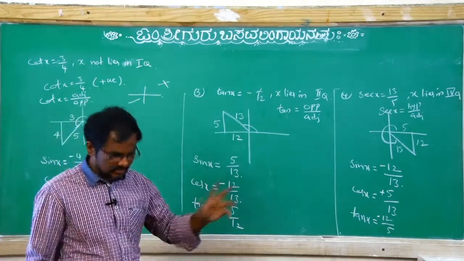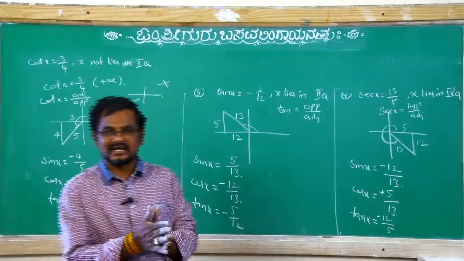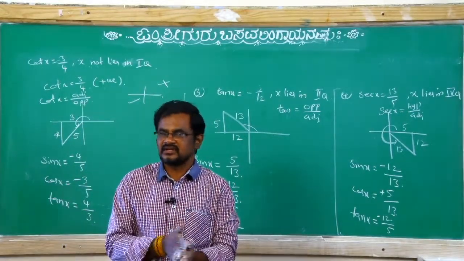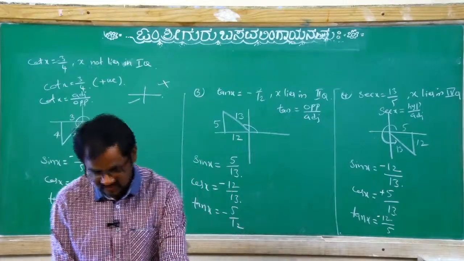So these are one more type of problems based on what? Allied angles only. So where it is negative, positive, you have to identify then. Okay? Tomorrow in the next class we will continue with the next topic.